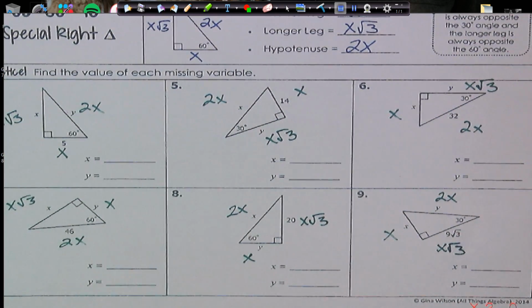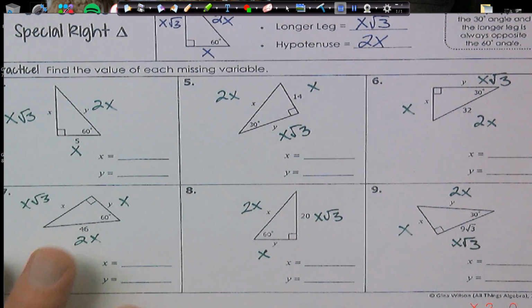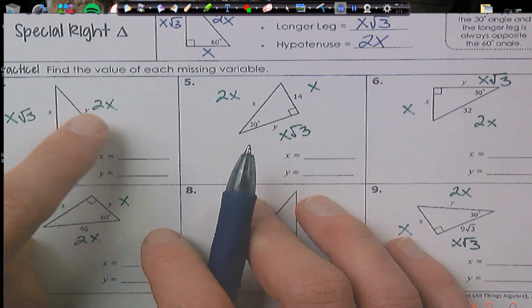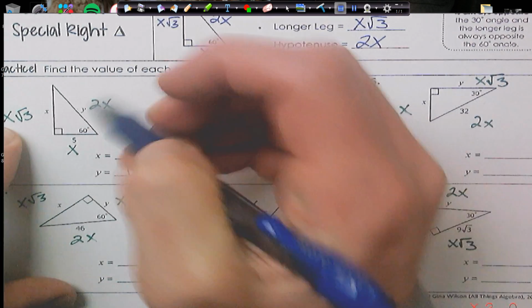Okay. So again, first step, always want to identify each piece, okay? So I did it quickly. I want to make sure that I got it right. So even when I'm doing it, I'm going to double check. So x is 5. So if I want to find this, I got to double it. So that's going to be 10. And then over here, I just get 5 rad 3.